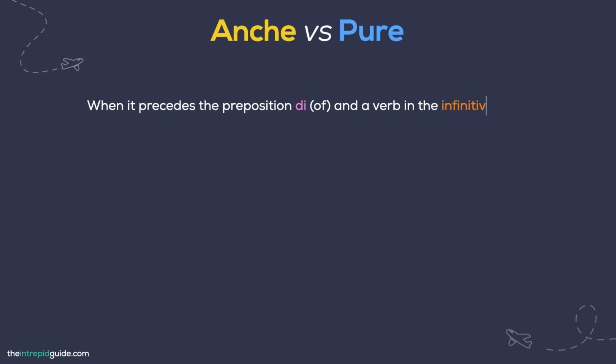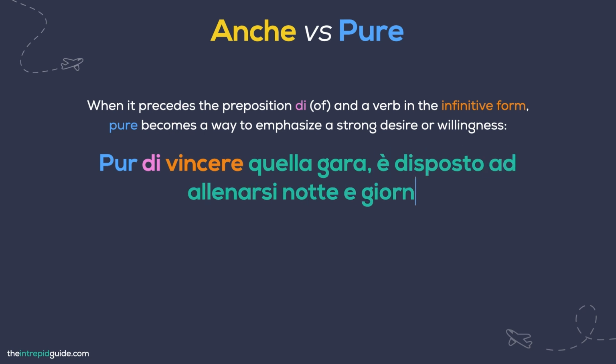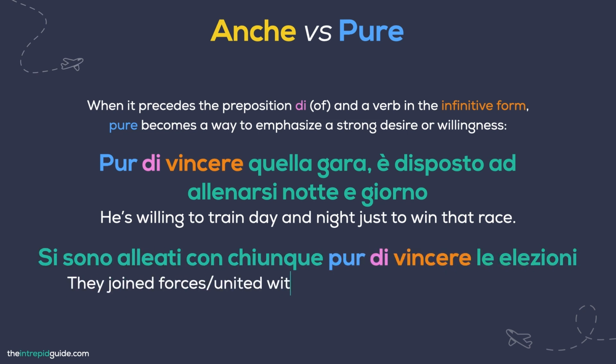Additionally, when it precedes the preposition di, meaning of, and a verb in the infinitive form, pure becomes a way to emphasize a strong desire or willingness. For example, Pur di vincere quella gara, è disposto ad allenarsi notte e giorno. He's willing to train day and night just to win that race. Si sono alleati con chiunque pur di vincere le elezioni. They joined forces with anyone just to win the elections. Now to learn how to use all Italian prepositions, make sure you watch my video lesson right here.